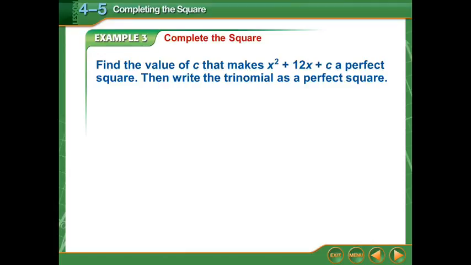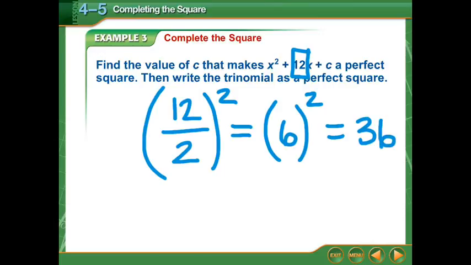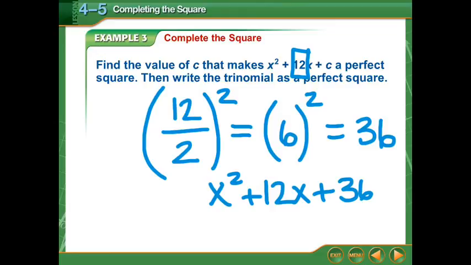So on this example, we're just trying to find c, which is the perfect square number, and write it as a perfect square trinomial. So whatever number is in front of the x, in this case it's a 12, we're always going to take that number, divide it by 2, and then square it. So I know that 12 divided by 2 is 6, and then 6 squared is 36. So when I write x squared plus 12x plus 36, I completed the square by adding the 36 to the end of the problem. This makes it a perfect square trinomial.